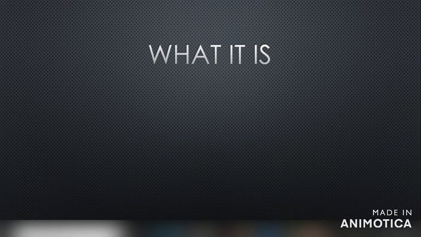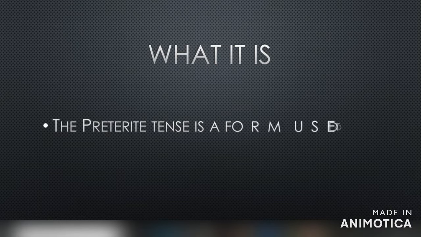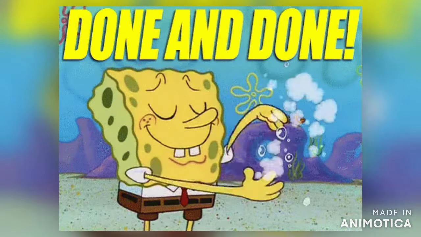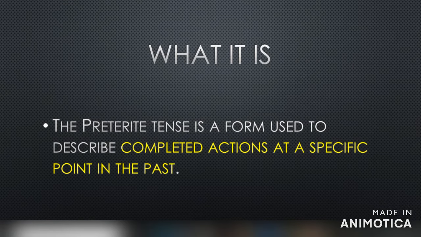Alright, so first of all, we're going to be looking at what it is. The preterite tense is a form used to describe completed actions at a specific point in the past. Note that I highlighted completed actions at a specific point in the past because I do not want you to confuse it with the imperfect tense. In fact, I'm going to leave the link to a video that I created comparing the preterite and the imperfect tense in Spanish, because even though both of them refer to actions done in the past, they're used in different ways.